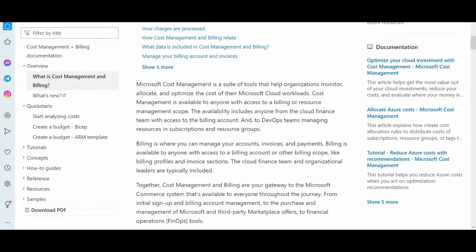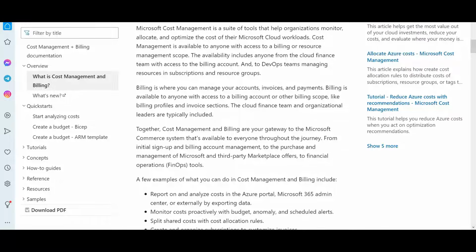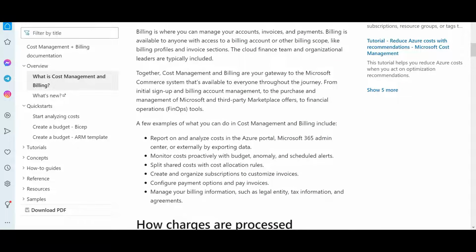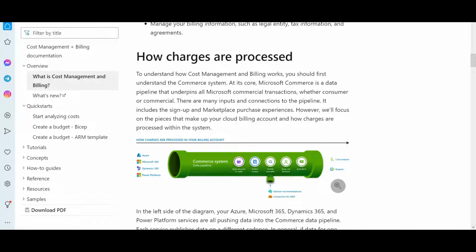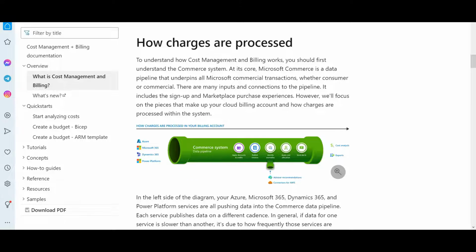So what is Cost Management and Billing? You see this? It is a suite of tools, and you can use it to optimize your cost. Everything you are doing is to optimize your cost. Cost saving is one of the bigger things here. Billing is where you manage your accounts, invoices, and payments. And Cost Management and Billing is your gateway to the Microsoft Commerce system, so you can see how charges get processed.